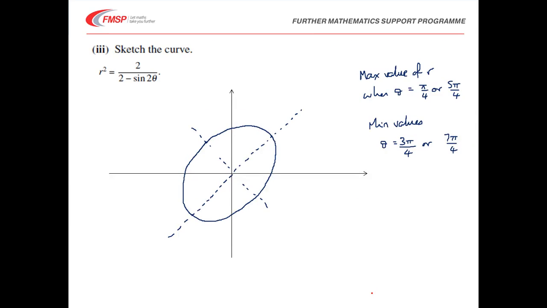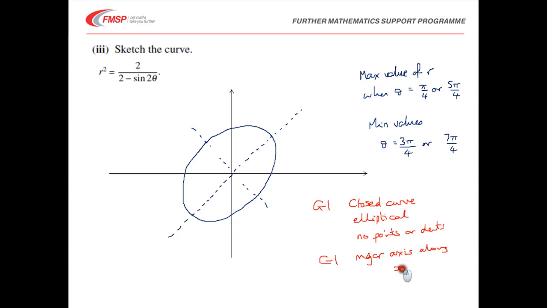And finally, for sketching the curve, there is one mark for having a closed curve, roughly elliptical, and no points or dents. There's another mark for having the major axis of the ellipse along that line x equals y.